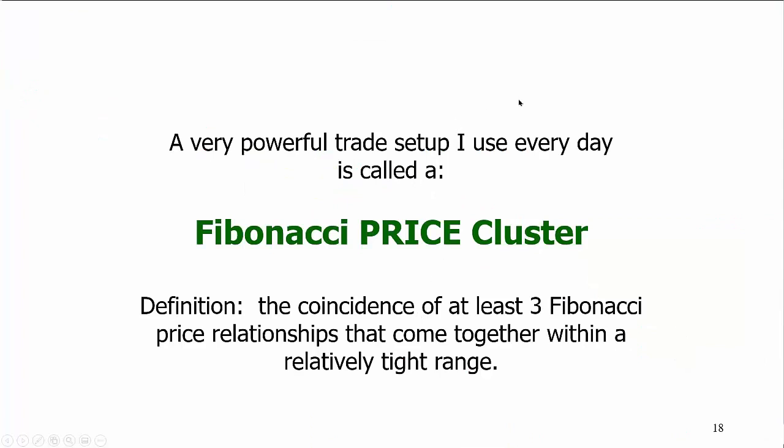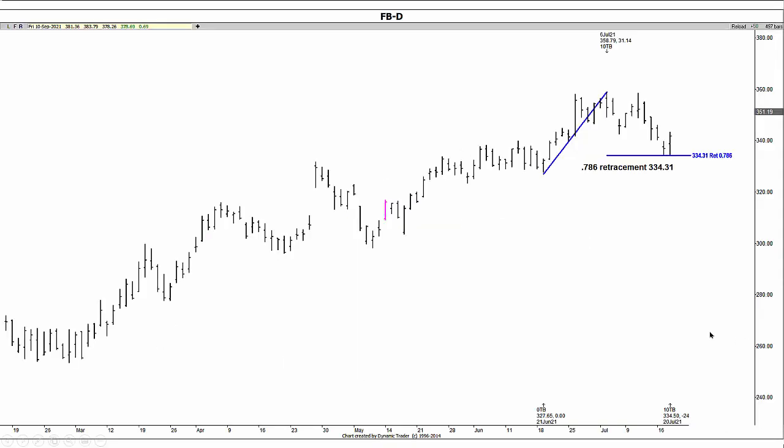Okay, so those are the price relationships that I use. I use retracements, extensions, and price projections. But then a very powerful trade setup that I use every single day is called a Fibonacci price cluster. So the definition of a Fibonacci price cluster is the coincidence of at least 3 Fibonacci price relationships that come together within a relatively tight range. Okay, so we're going to go over an example of one.